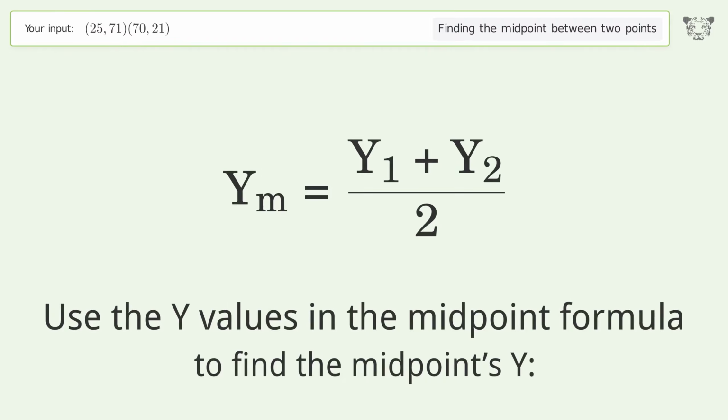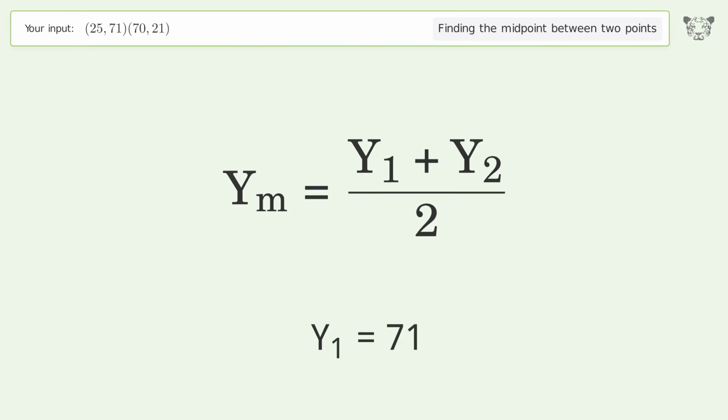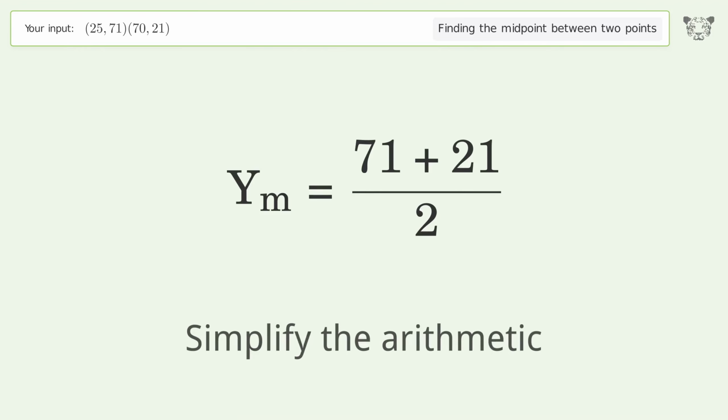Use the y values in the midpoint formula to find the midpoint's y. y1 equals 71. y2 equals 21. Simplify the arithmetic.